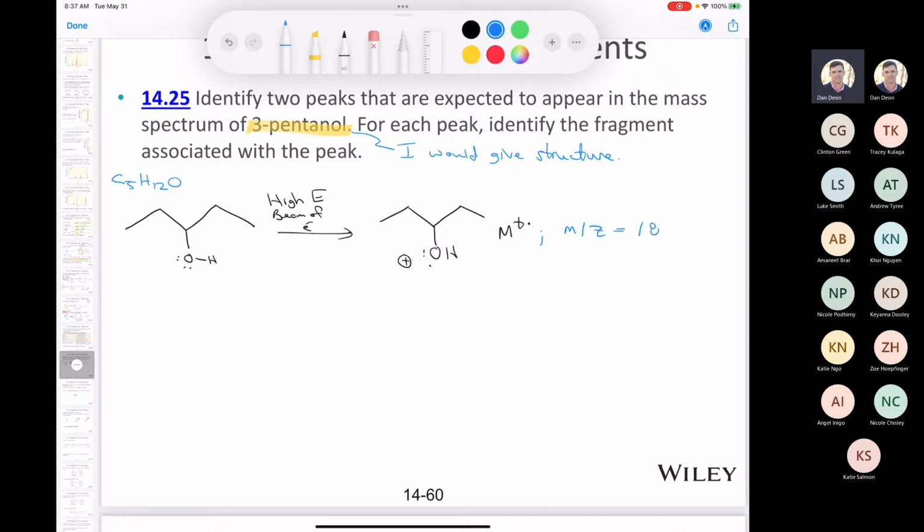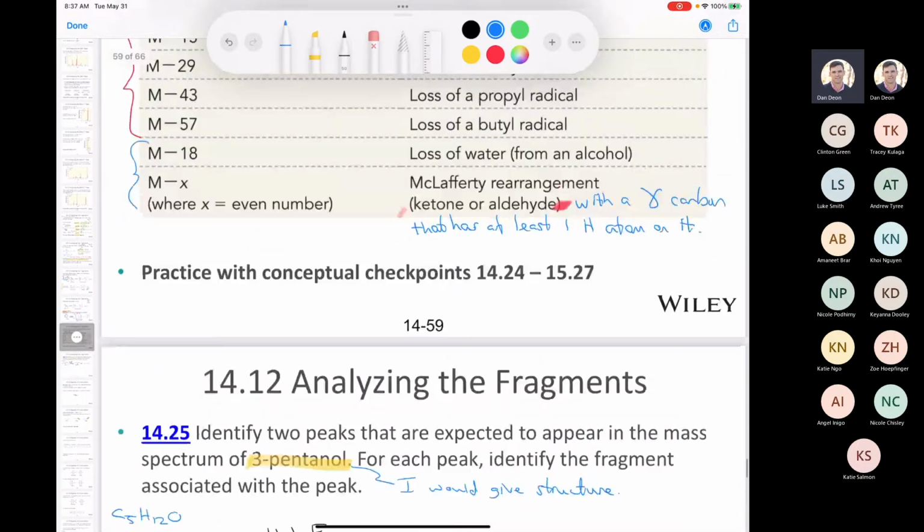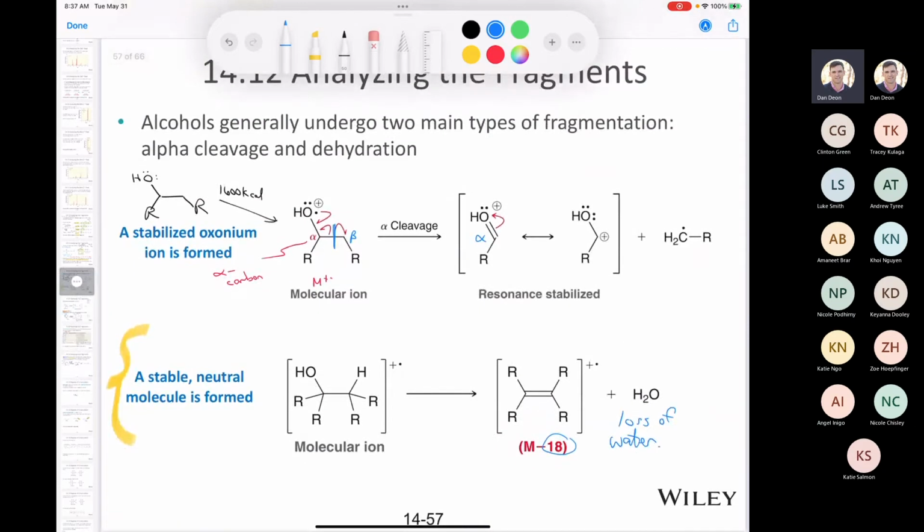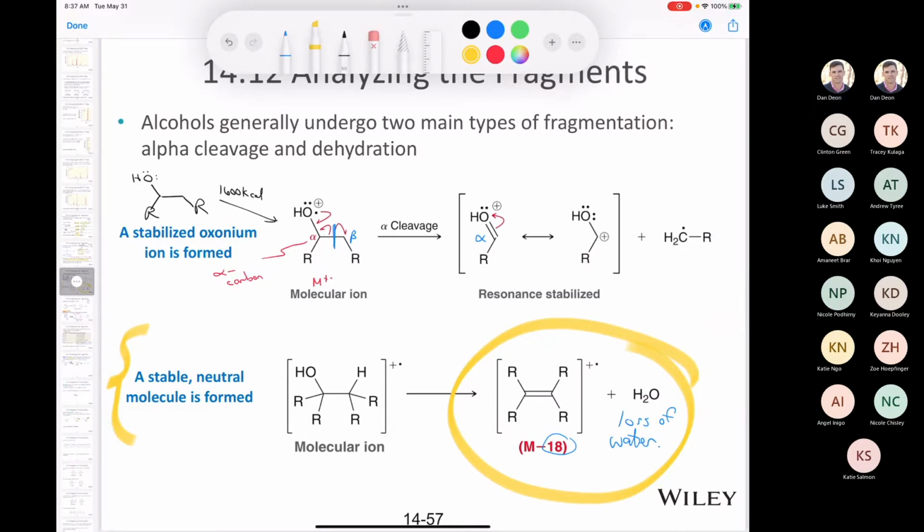Well, how would this thing fragment? There's two possibilities for alcohols. Let's go back in our slides and review. When we have an alcohol, one of the things we would see is a loss of water. I think that's the easiest one. So if you take 88 and you lose 18, you're going to end up with the loss of water. So you'd end up with a mass over charge of 70.